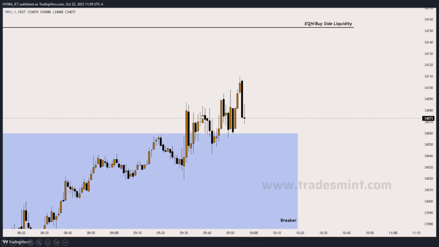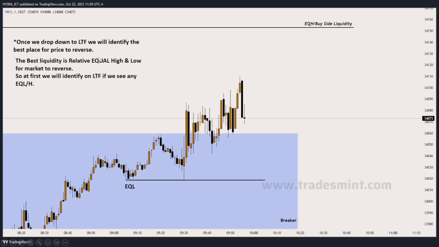Price is trading off mitigation blocks and order blocks here. Then we have trend line liquidity right here. If you put a trend line here, it will very beautifully respect it. Then here at this low we have relative equal lows down here. Okay, once we drop down to lower time frame, we'll identify the best place for price to reverse. Your best liquidity is relative equal high and low for market to reverse.